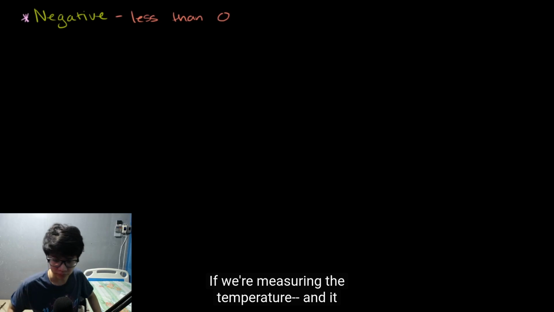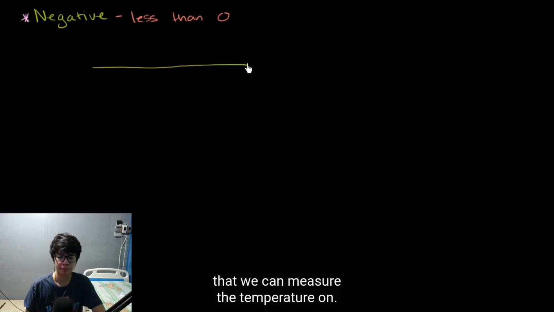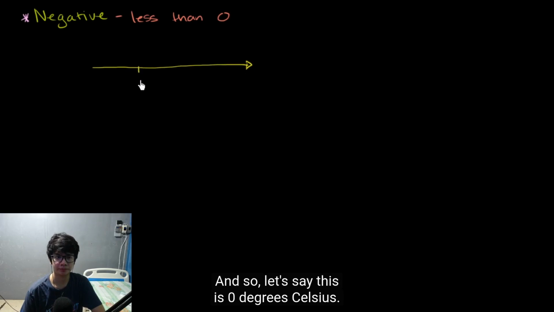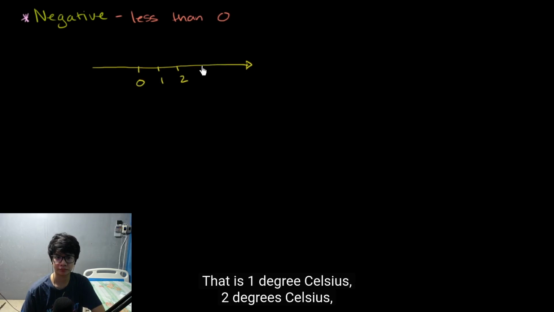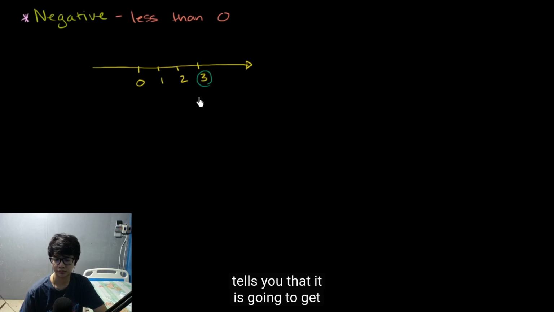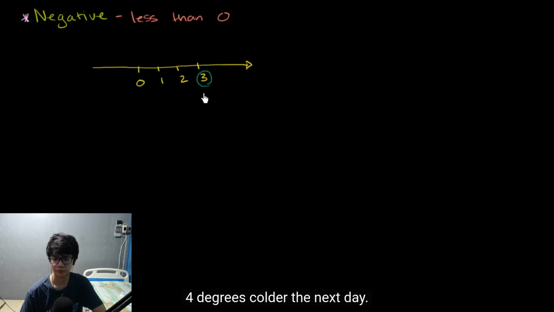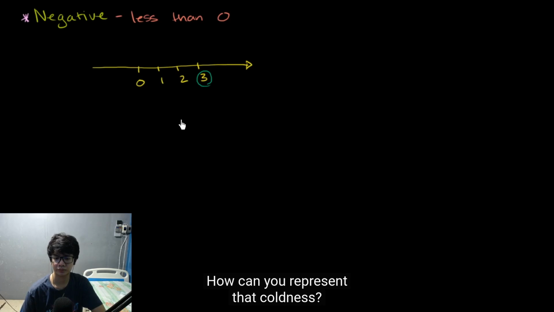If we're measuring the temperature, and it could be in Celsius or Fahrenheit, let's just say we're measuring it in Celsius. And so let me draw a little scale that we can measure the temperature on. And so let's say that this is 0 degrees Celsius. That is 1 degree Celsius, 2 degrees Celsius, 3 degrees Celsius. Now, let's say that it's a pretty chilly day, and it's currently 3 degrees Celsius. And someone who predicts the future tells you that it is going to get 4 degrees colder the next day. So how cold will it be?